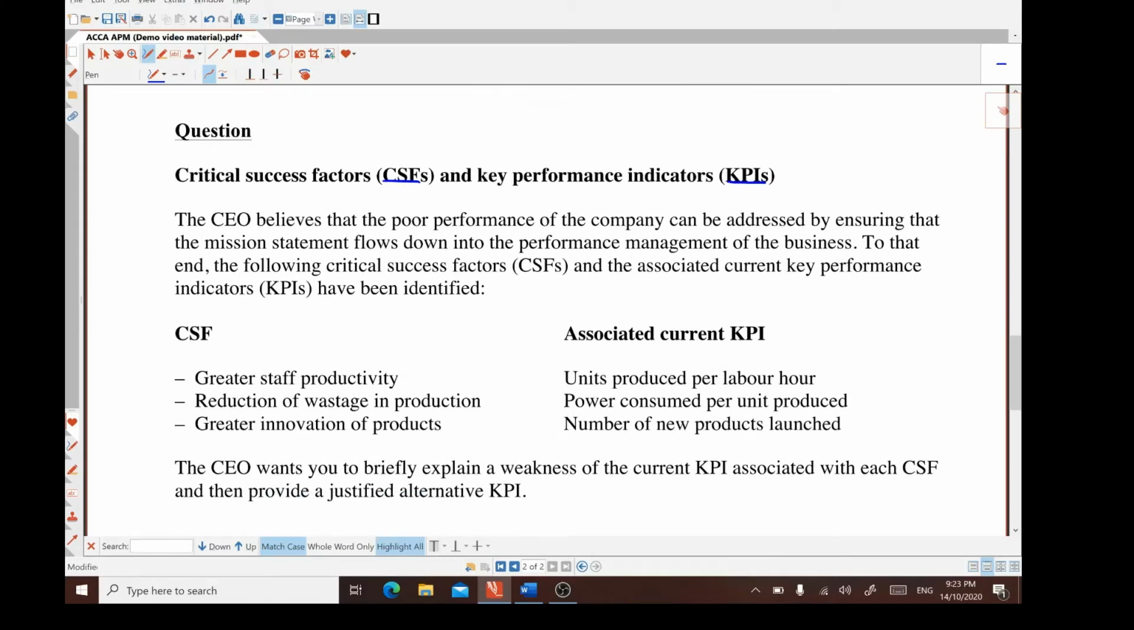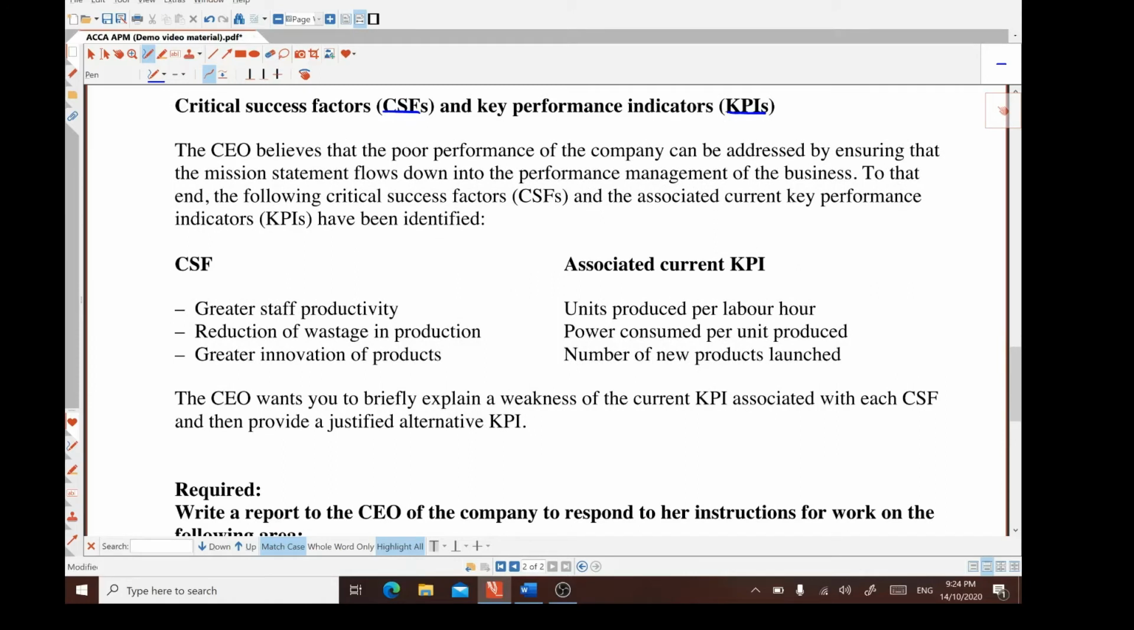So imagine the CEO believes that the poor performance of the company can be addressed by ensuring that the mission statement flows down into the performance management of the business. To that end, the following critical success factors and the associated current key performance indicators have been identified. Most importantly, we must look at how many CSFs are available in the question. We can see there are three.